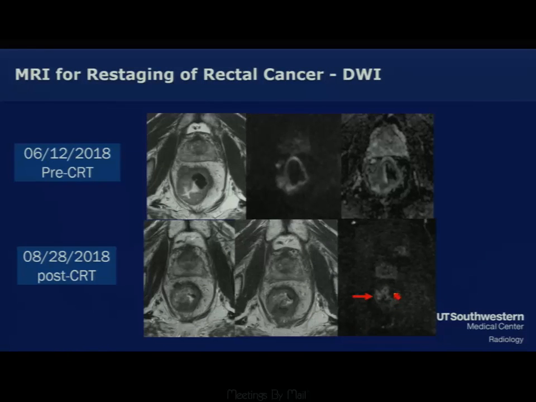How about this area here? The diffusion nicely shows maintained area of high signal intensity on the high B value, which corresponds to areas of intermediate signal intensity. This is residual viable tumor. So diffusion kind of highlights that a little bit better than the T2-weighted images.